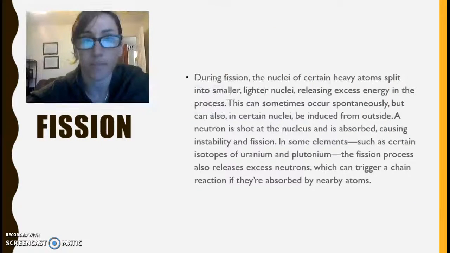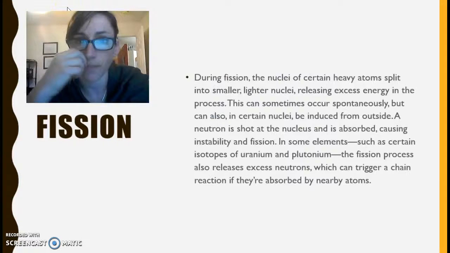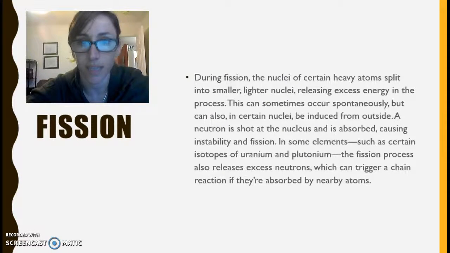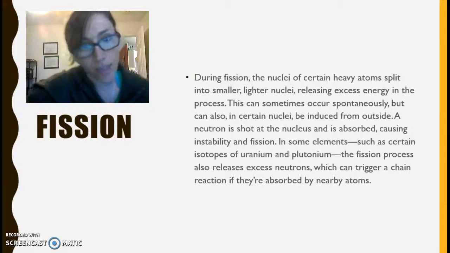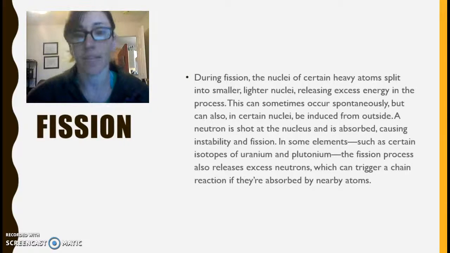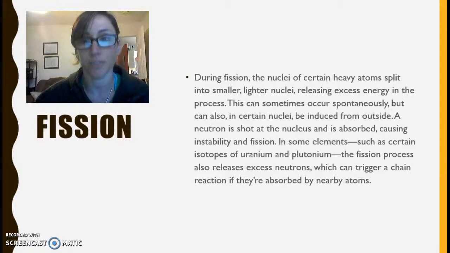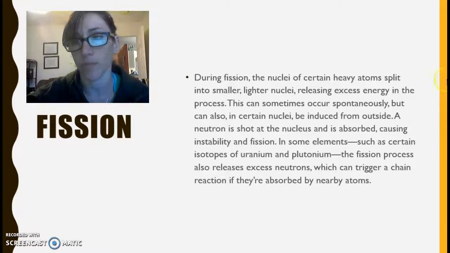During fission, the nuclei of certain heavy atoms split into smaller, lighter nuclei, releasing excess energy in the process. This can sometimes occur spontaneously, but in certain nuclei it can also be induced from outside. A neutron is shot at the nucleus and it's absorbed, causing instability and fission. In some elements, such as certain isotopes of uranium and plutonium, which is what we see pretty much with all the nuclear weapons, the fission process also releases excess neutrons, which can trigger a chain reaction if they're absorbed by nearby atoms, which is pretty much what happens.